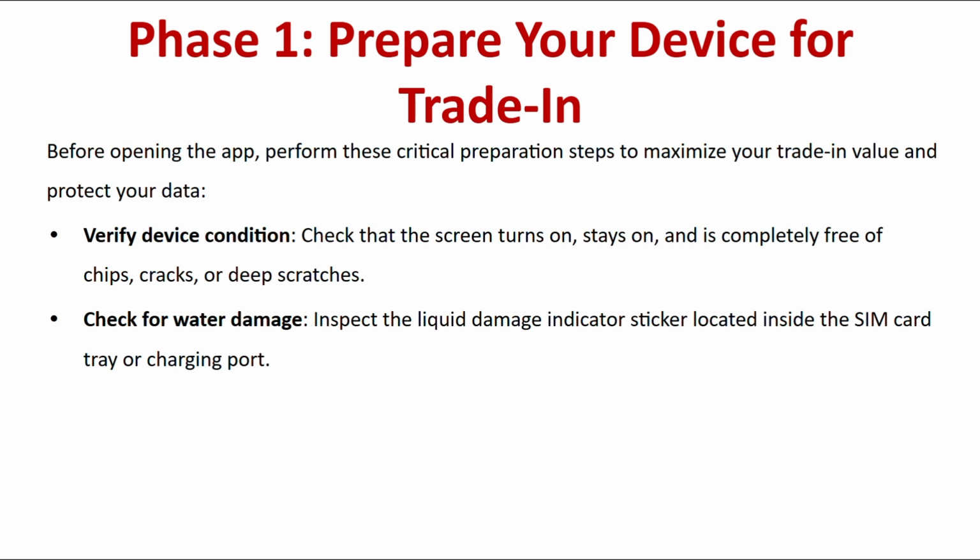Phase 1. Prepare your device for trade-in. Before opening the app, perform these critical preparation steps to maximize your trade-in value and protect your data. First, verify device condition. Check that the screen turns on, stays on, and is completely free of chips, cracks, or deep scratches. Next, check for water damage. Inspect the liquid damage indicator sticker located inside the SIM card tray or charging port.